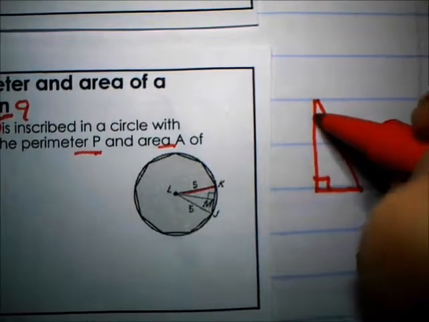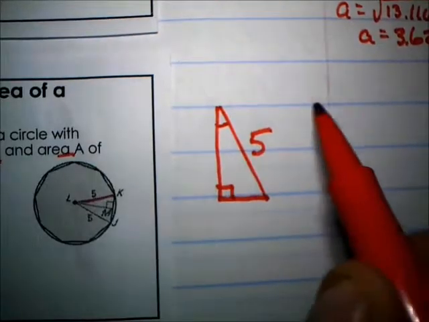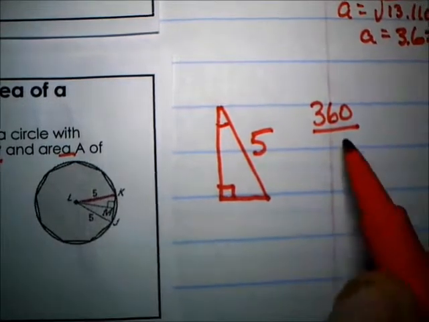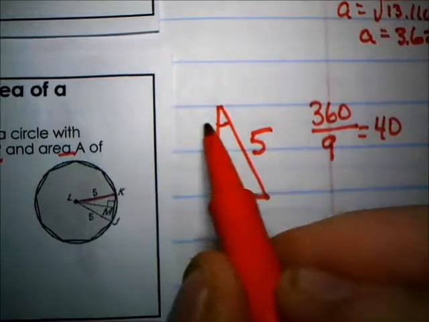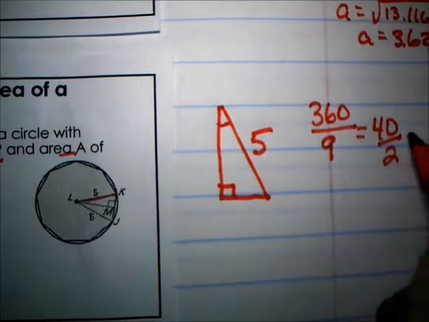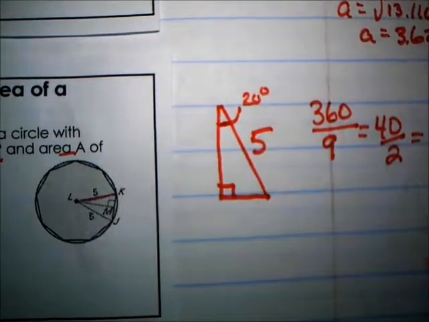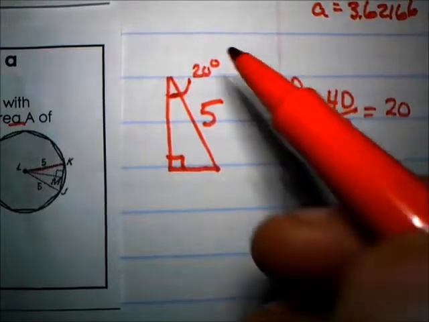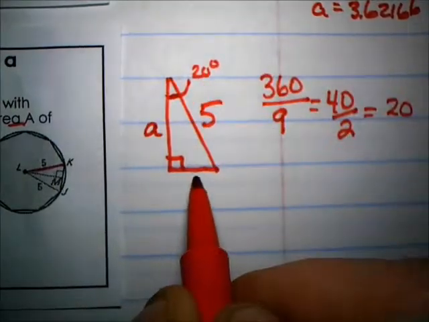So I've got to find this angle at the top. I can do that by saying 360 divided by the number of sides, which they said there was 9. So I'm going to divide by 9 and end up with 40. Now that's the entire side, so I have to divide by 2 to say that the top angle up here is 20 degrees. Knowing that information, I'm looking for the apothem as well as the opposite side.